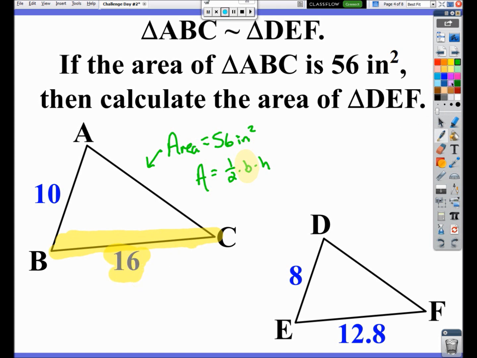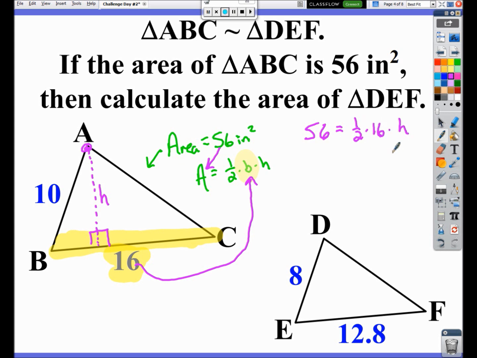Then the height would have to be perpendicular to it, and it would have to start up here at A, and we'd drop down and make it perpendicular. So here's the height. Notice if I know the area is 56 and I'm calling the base 16, then in the end I only have one variable in this area equation. I'd have 56 equals 1/2 times base 16 times height. So half of 16 is 8 times h. If I divide the 8 over, I know that the height of this triangle must be 7. Okay, so where do we go from there?